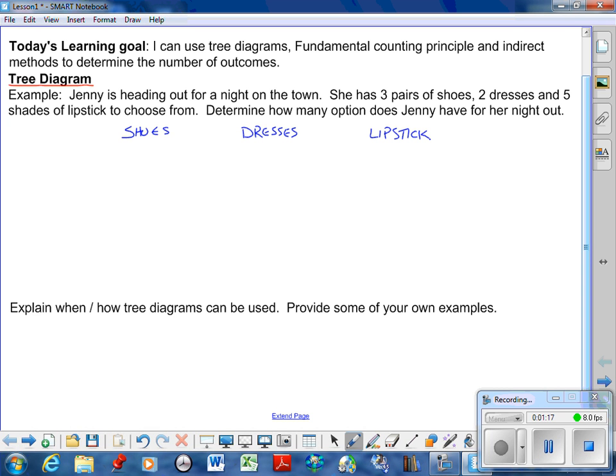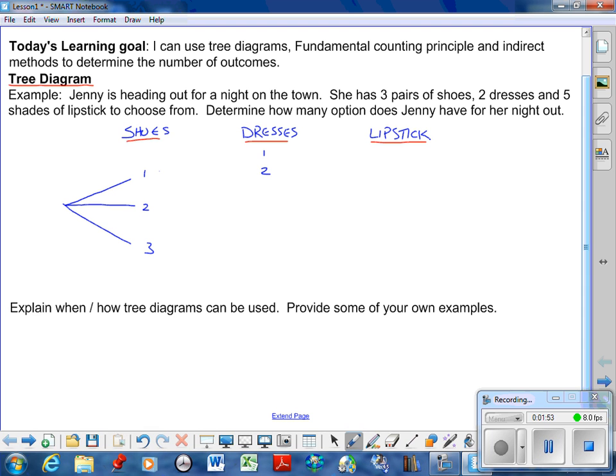I'm sure some girls in the class are saying, whoa, if she picks a particular pair of shoes, there's no way she's going to pick a certain dress. And I'm like, okay, let's overlook some of the simple stuff here. Each of these represents a choice. So she has 3 pairs of shoes to pick from, and we don't have to be overly exact at this point. So she has 3 choices for her pairs of shoes. Next, if she picks one of those pairs, she then has 2 dresses to choose from.